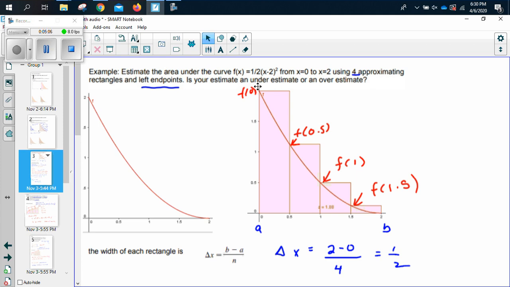So this rectangle's height is f of 0. This rectangle's height is f of 0.5. This rectangle's height is f of 1. And this rectangle's height is f of 1.5.